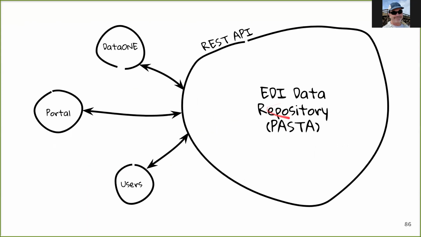So PASTA and the EDI data repository relies on a REST API for interaction outside of PASTA, and actually internally also it uses those REST APIs. But Data One uses the REST API to communicate with PASTA. The portals, both the LTER and EDI data portals, interact directly with that REST API. And external users, including, I know John Porter's on the call right now, wrote a really nice application to generate different types of code that does the data loading based on the metadata. He uses that REST API to communicate with PASTA itself. So it works really well.